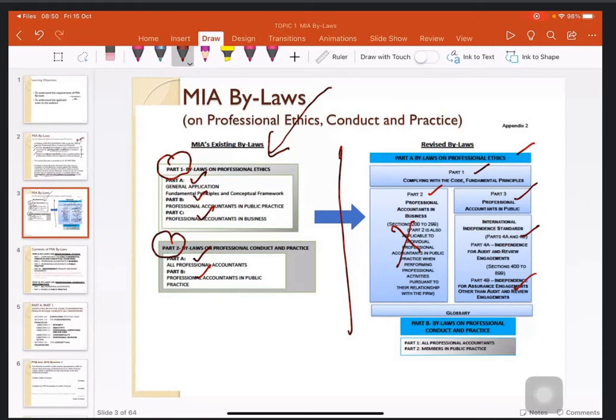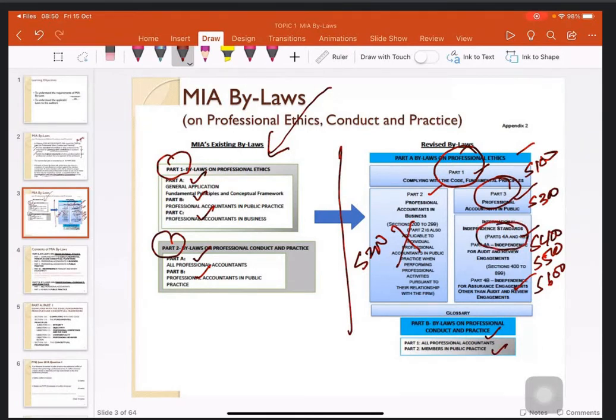Kemudian kita juga ada dekat sini kita refer kepada section 100 ya kelas. Ini section 200. Part 3 section 300. Part 4 what do we have here? Kita ada section 400, section 500 as well as section 600, okay. Kemudian kita ada part B. Part B we have part 1 and part 2. Okay, so apa yang kita fokus adalah dalam this class kita akan fokus kepada part 1, part 3 as well as part 4, 4A and 4B, okay.